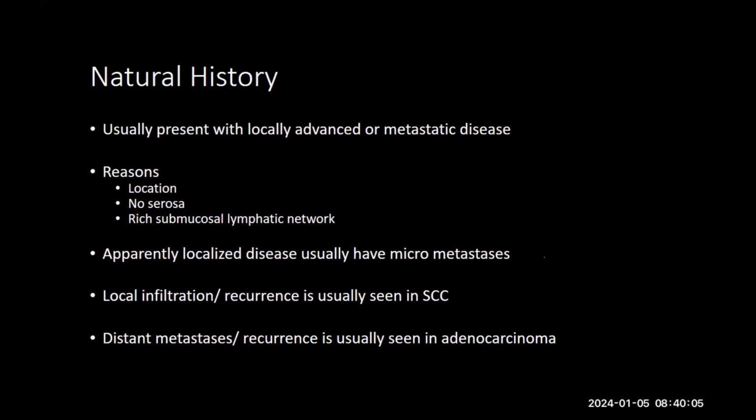Even apparently localized disease, that is, like sir mentioned, T2 disease, will usually have occult micrometastasis. In fact, one study found that during transthoracic esophagectomy, when they did an analysis of the rib tissue that was removed, almost 80 to 90% of patients with T2 and above disease had micromets to the ribs.